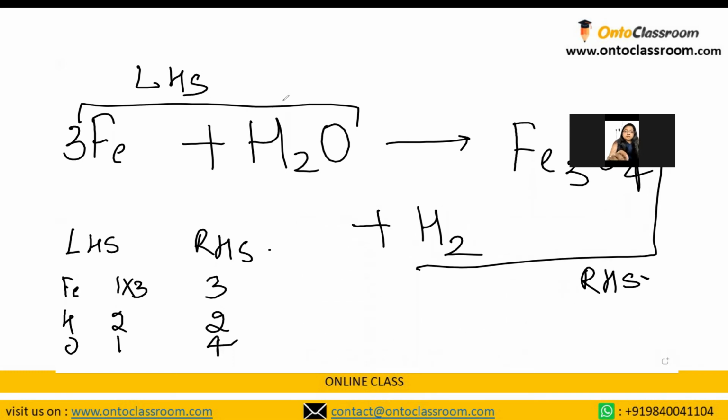So in oxygen, on the RHS you have 4. On the LHS you have 1 atom. Same example, same principle, multiply it with 4. Then you get 4 atoms of oxygen. Now you find that in LHS you have 8 atoms of hydrogen, whereas in RHS you have 2 atoms of hydrogen.